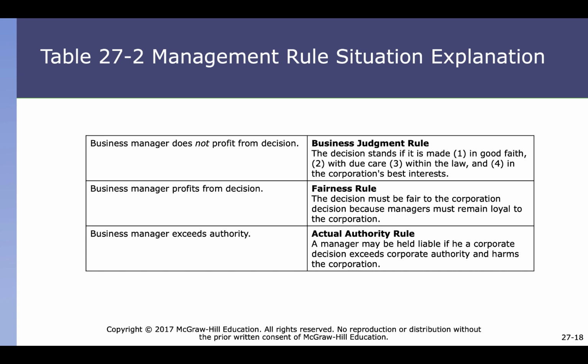If the business manager does not profit from a decision, we use the business judgment rule. And that says the decision stands if it was made in good faith, with due care, within the law, and it was in the corporation's best interest. We'll talk about that a little bit more on the next slide. And then if the business manager exceeds his or her authority, we use the actual authority rule. The actual authority rule says a manager may be held liable if a corporate decision maker exceeds corporate authority and harms the corporation.